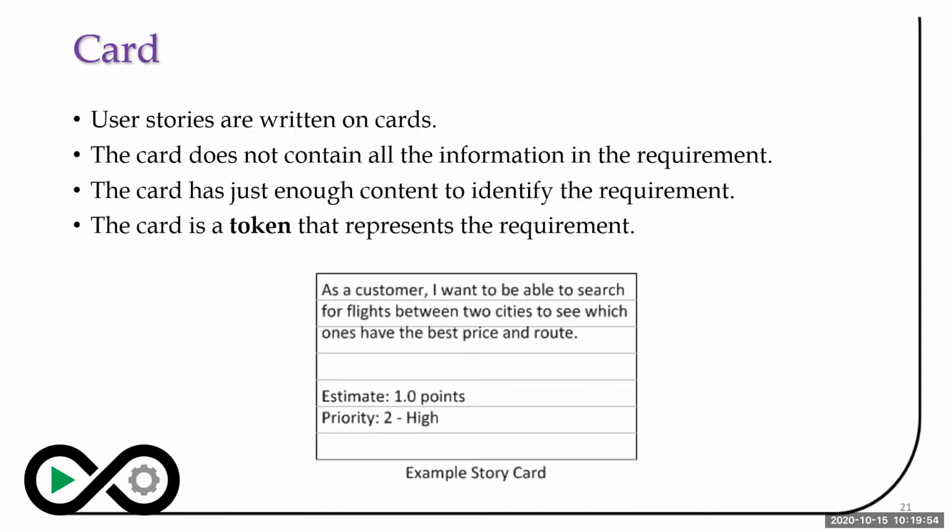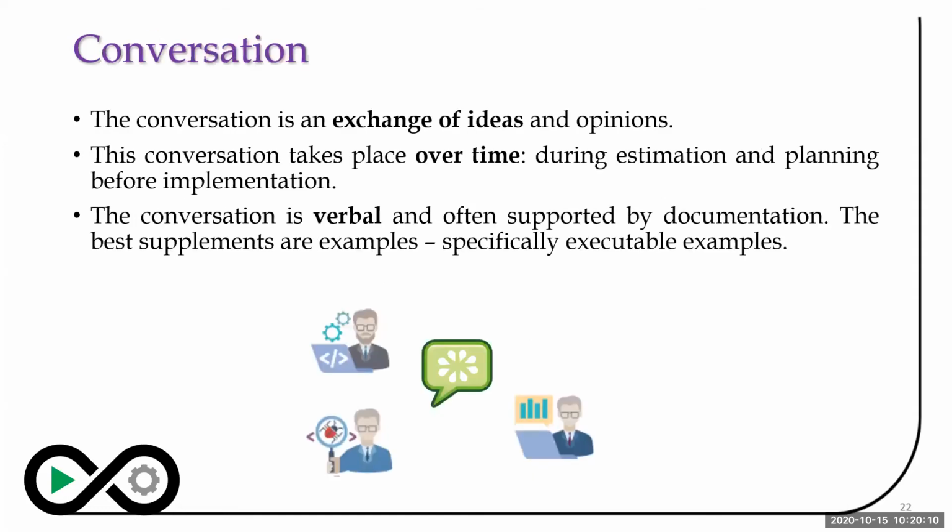The card is where we write the user story. It shouldn't contain all of the information we need in the requirement. It's just enough to identify what's needed. The important point is the card is a token. It represents the requirement. It's a promise that you're going to have a conversation.